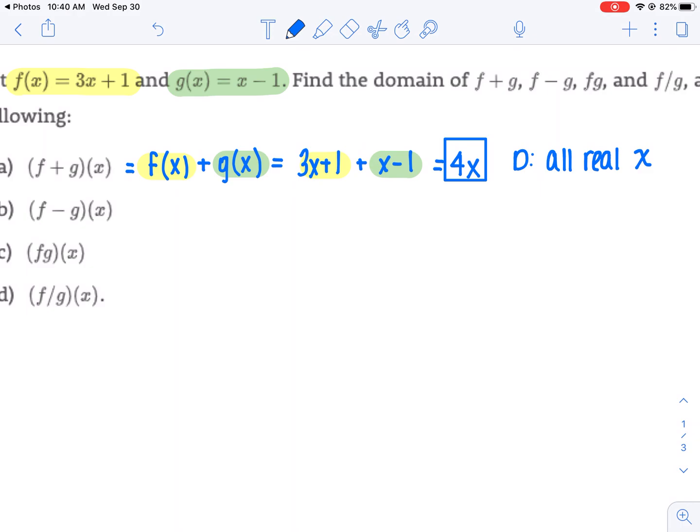Looking at the next one, it's f minus g of x. That just means you take your f of x function, subtract your g of x function. So your g of x is here, f of x is here. Let's plug it in. So you get 3x plus 1. But this time you're subtracting x minus 1, right? You're taking away the g of x function. When you do so, don't forget to distribute.